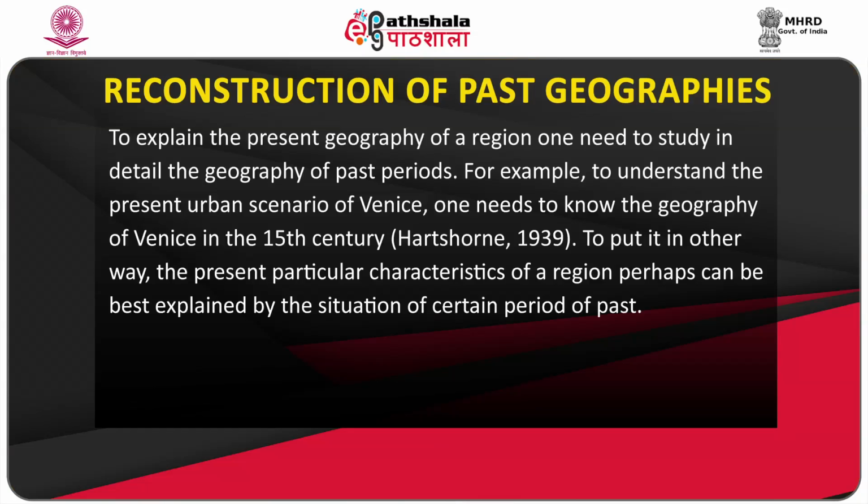To explain the present geography of the region, one needs to study in detail the geography of the past periods. For example, to understand the present urban scenario of Venice, one needs to know the geography of Venice in the 15th century, which has been stated by Hartshorne in 1939. To put it in another way, the present particular characteristics of a region perhaps can be best explained by the situation of a certain period of the past.